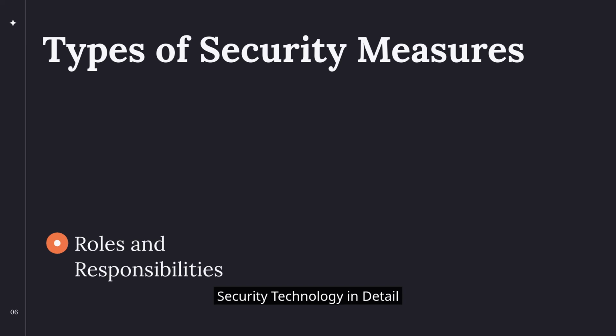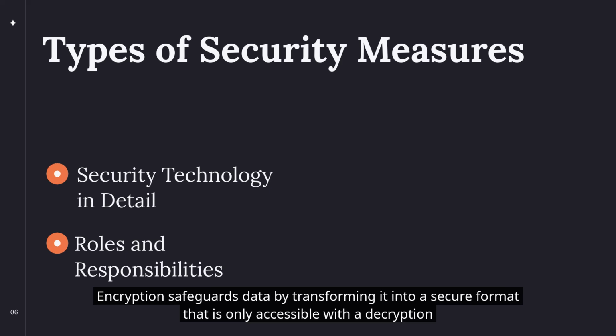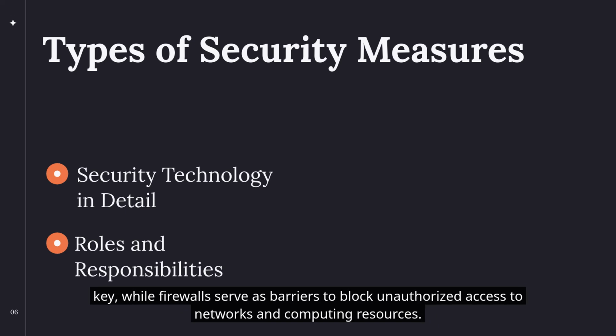Security technology in detail: focusing on technical controls, data encryption, and the use of firewalls are vital. Encryption safeguards data by transforming it into a secure format that is only accessible with a decryption key, while firewalls serve as barriers to block unauthorized access to networks and computing resources.